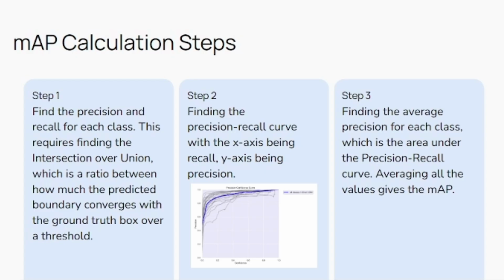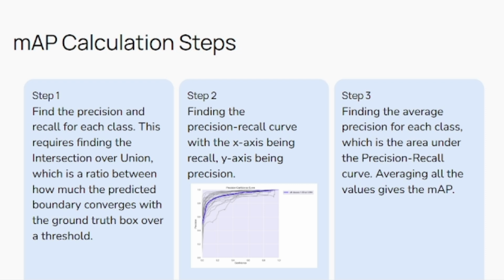And to go more into detail, we outline the steps here. So the first step would be to find the precision and recall for each class. Precision being the ratio of correct detections to all the detections overall, and recall being the ratio of correct predictions to all the actual objects.